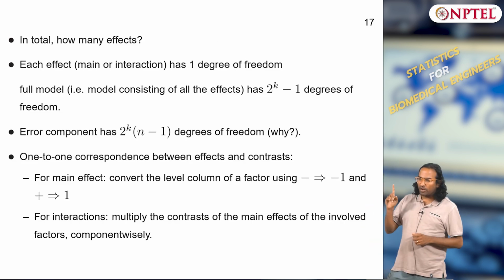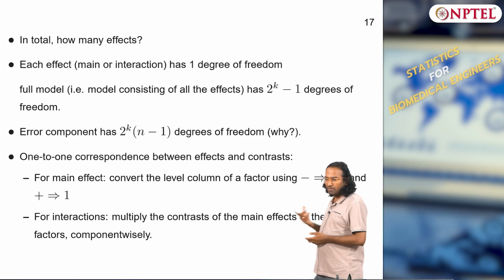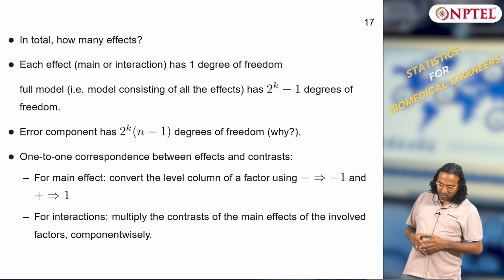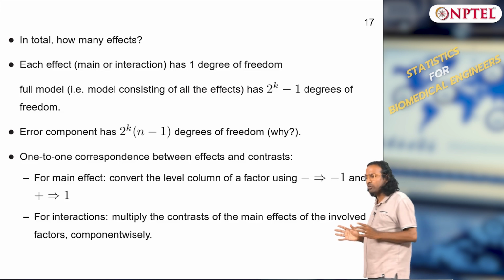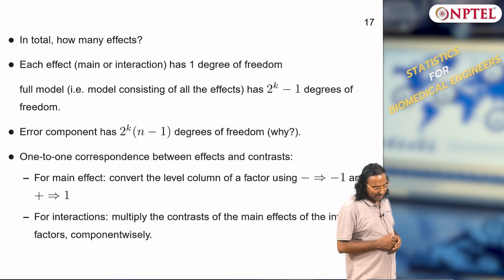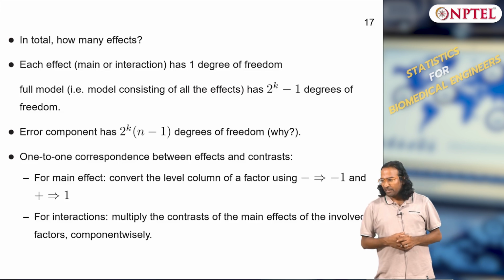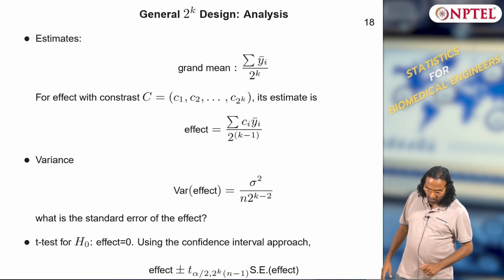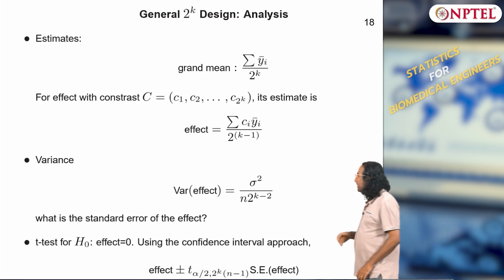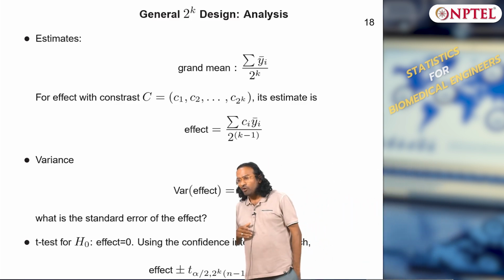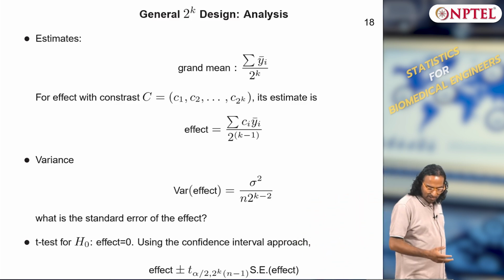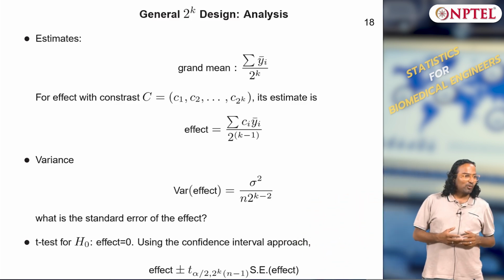Each effect has only 1 degree of freedom, which is what we saw, because there are 2 levels, and the full model has 2^k minus 1 degrees of freedom. Error has 2^k times n minus 1 degrees of freedom. Error is by subtraction, so this is what the degrees of freedom involve. The effect is again given by the summation of Ci yi divided by 2^(k-1). Now you will have to find out the contrast yourself, for each term.